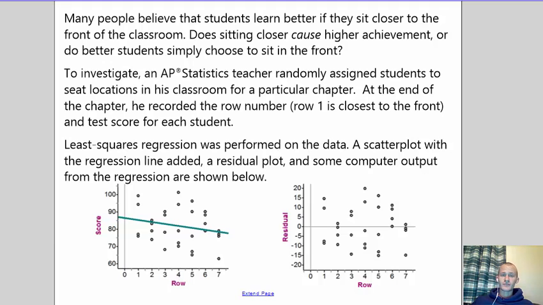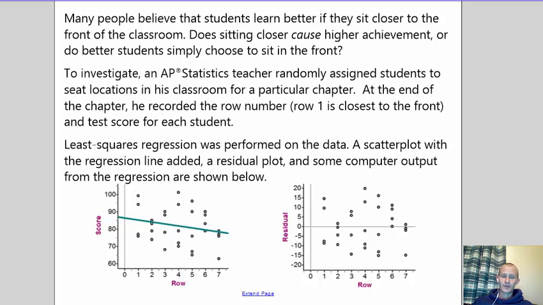Reading that first paragraph, it says, many people believe that students learn better if they sit closer to the front of the classroom. Does sitting closer cause higher achievement, or do better students simply choose to sit in the front? Reading that, we can pick out what is our explanatory variable and what is our response variable. Our explanatory variable is what we use as our x, what we measure, and then use that to help explain the other one. In this case, seat location is what we're going to use to explain test scores. So seat location, that row, is going to be our x, and then the score is going to be our y, our response variable. That's what we'll measure.